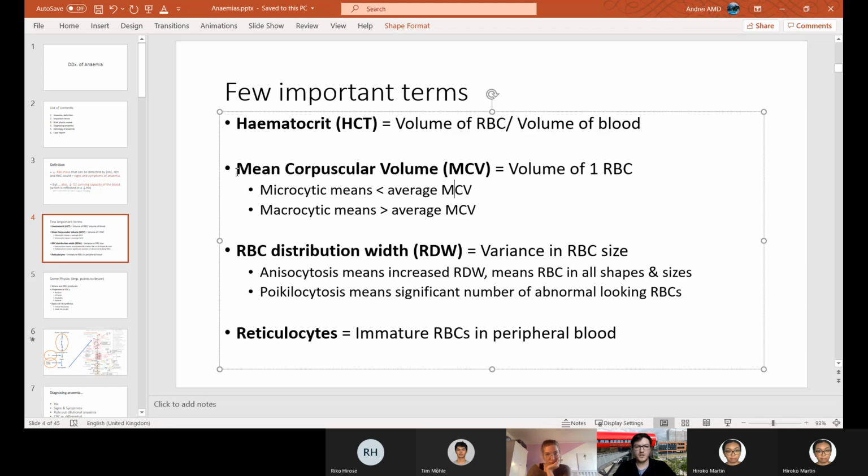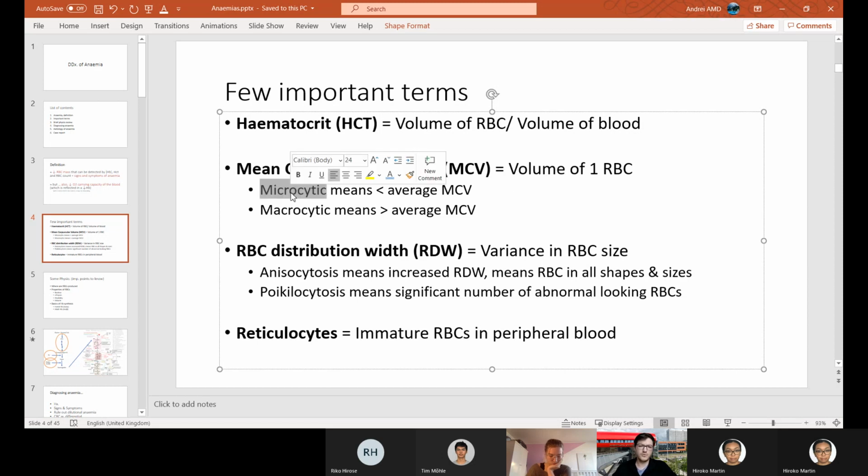We'll be using a lot also mean corpuscular volume. Corpuscular usually refers to cell. So this is a fancy term for cell, so mean cell volume. And this refers to the volume of one red blood cell. And so you'll see that anemias will be categorized into 3 different groups, depending on how much their volume is, or how big they are.